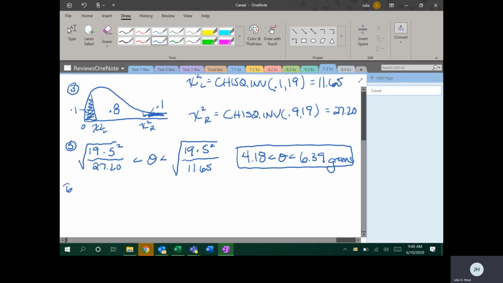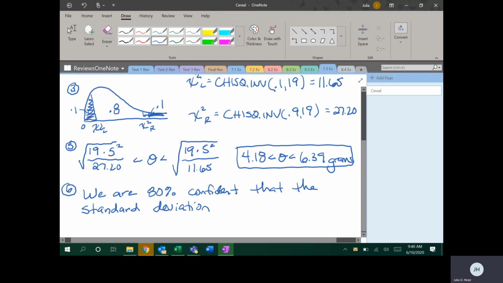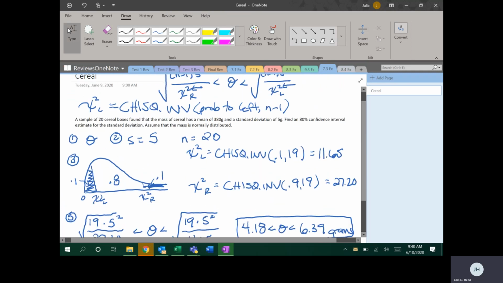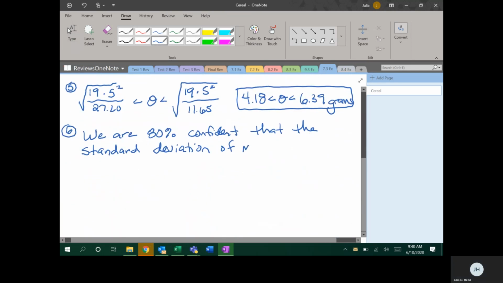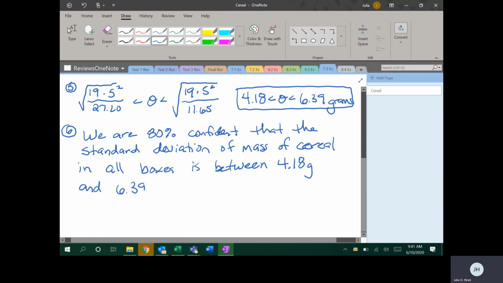And then, of course, we end with our interpretation, and this is very much like what we did before. This part should seem okay. Now the next word before was either mean or proportion. In this case, it's going to be standard deviation. And like mean, we need to talk about what we were measuring. This was the mass of cereal. Then the all statement, in all boxes. And then the finishing phrase, just like before. Is between 4.18 grams and 6.39 grams.